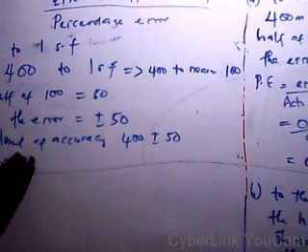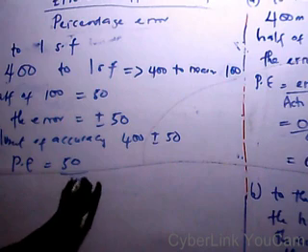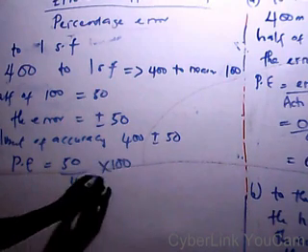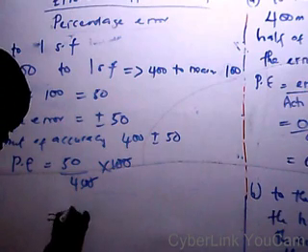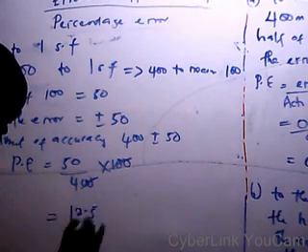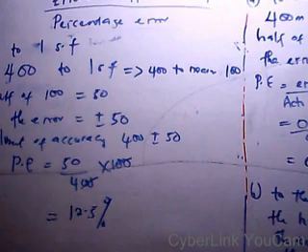So your percentage error will now be 50 over 400 multiplied by 100. So this one cancels this. We now have 50 over 4, right? That's why I say it should be 10 point something. So when you see this, you should have 50 over 4, which is 12.5. So we now have 12.5%. So I think that is that.